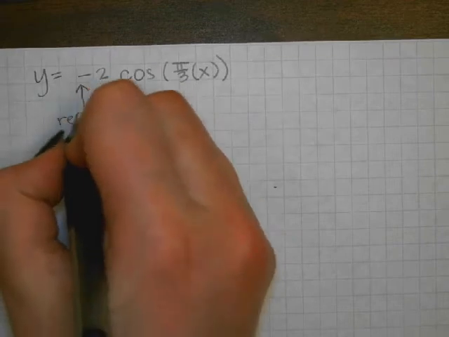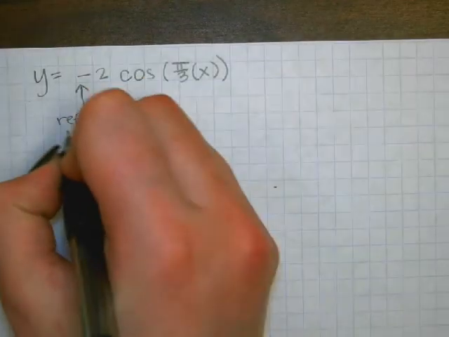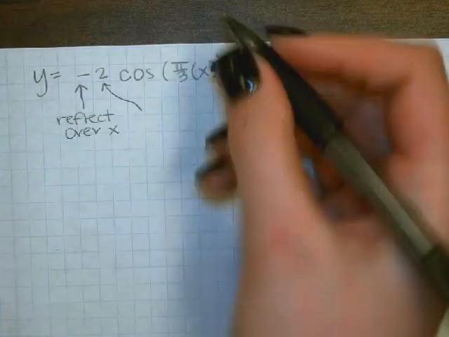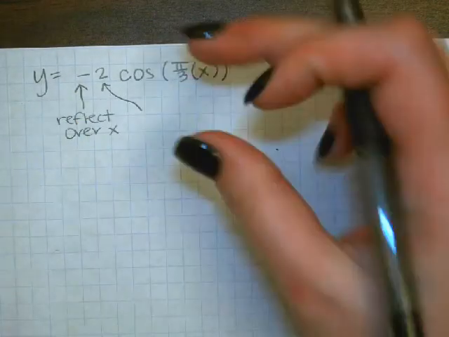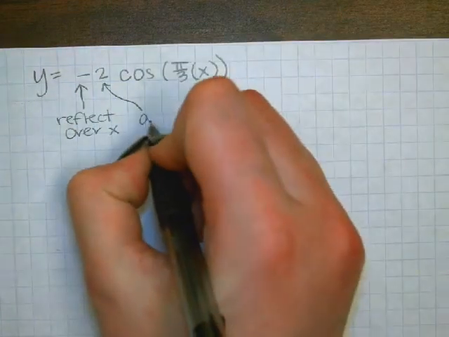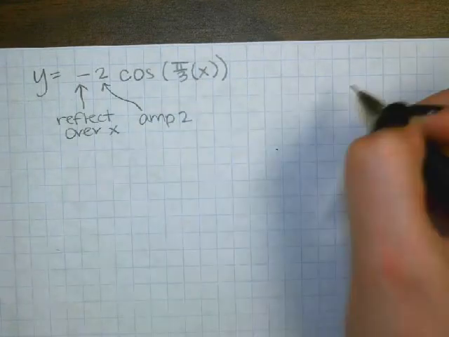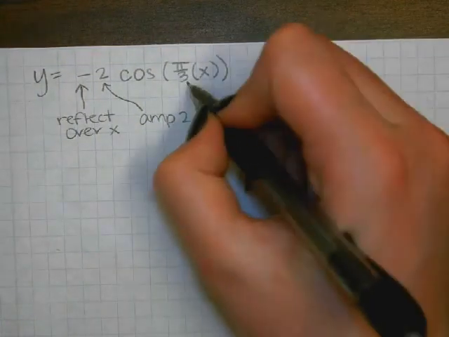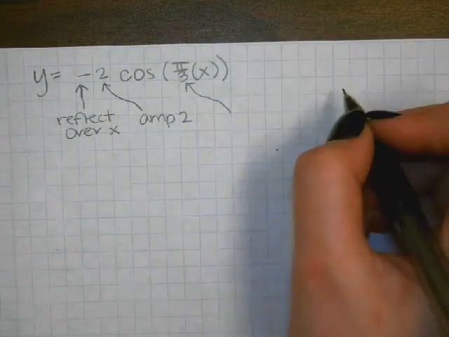So reflected over x. The 2 means that there is a vertical stretch of 2. This is going to be twice as tall as normal. But in these graphs, we don't call it vertical stretch, so that means there's an amplitude of 2. And then this transformation is going to tell me that the period of the graph has changed.